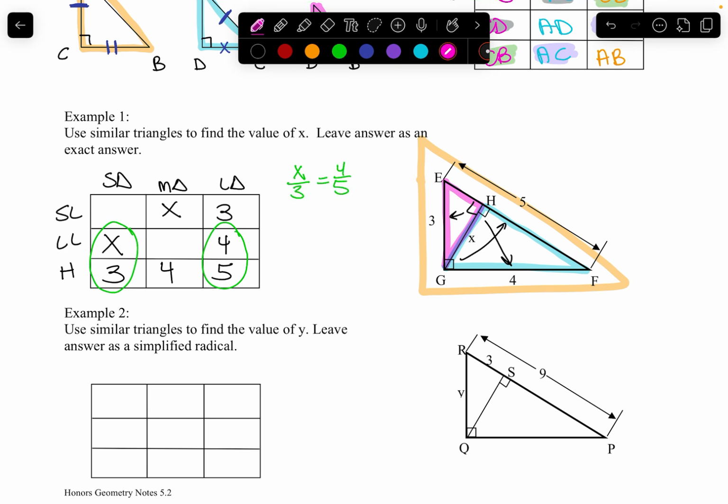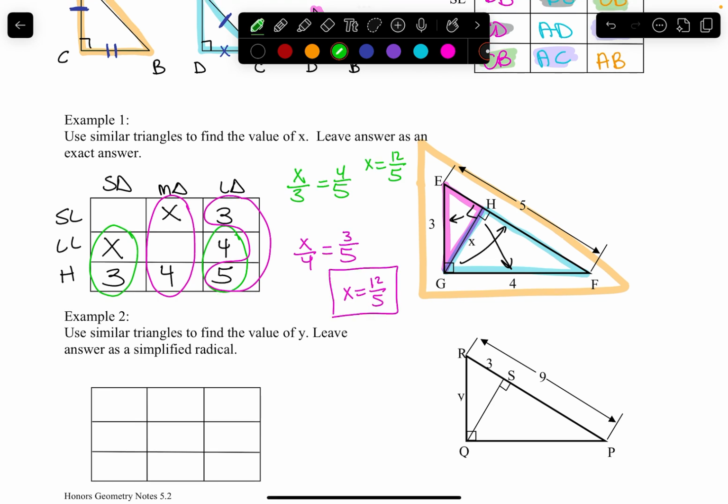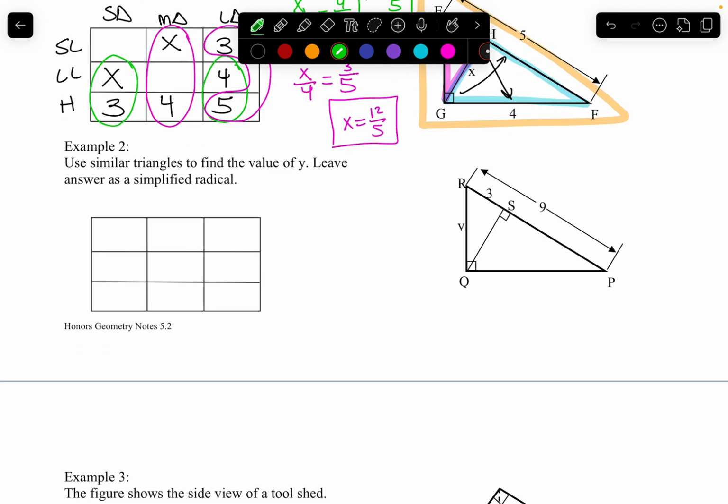The other way that I could set up this proportion is to use the short leg and the hypotenuse of my medium triangle, and combine it with the short leg and the hypotenuse of the large triangle. So we would have x over 4 equals 3 over 5. Any way that you do this, you are going to get x is equal to 12 over 5. No matter if I do it the green way or the pink way, I'm going to get 12 over 5. So that is how we use our tables to help us set up proportions with our similar figures and solve. So let's do this one over here.